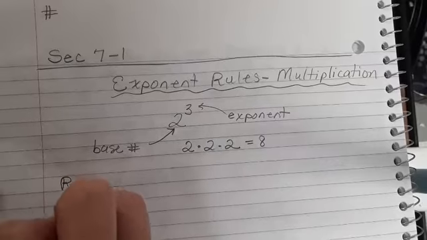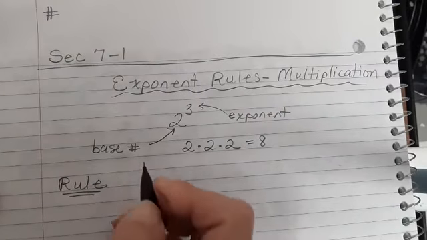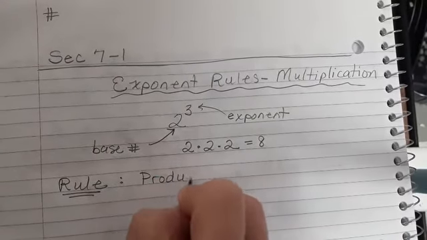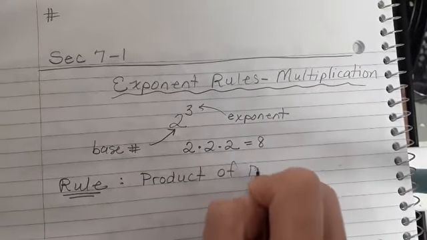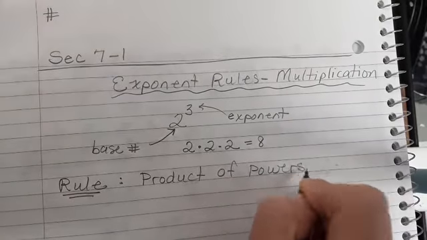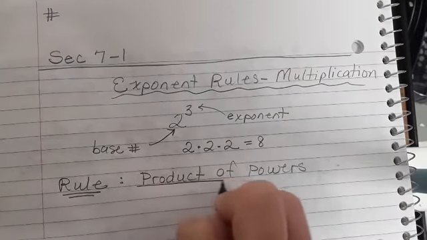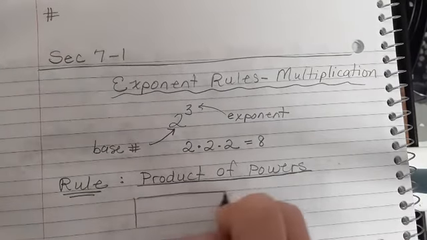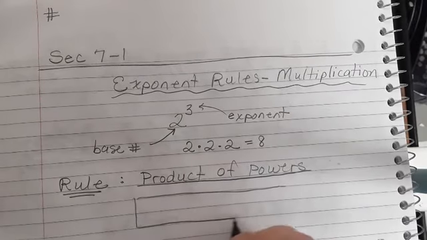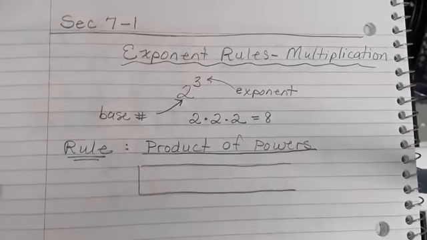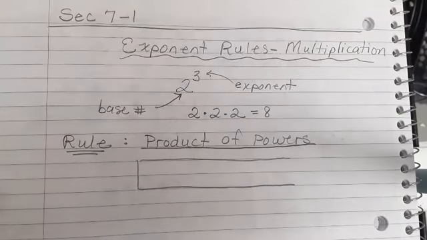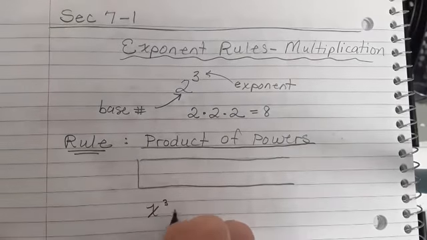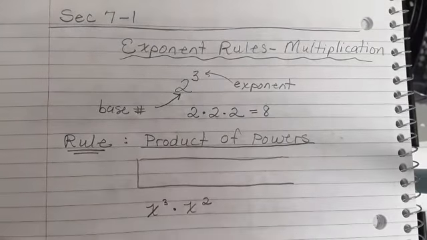So here's your first rule. Now they call this the product of powers. All right, so I'm going to leave a little blank here that we're going to fill in. I want you to think about and see if you can figure out what this rule is. I'll give you a little bit of an example. Let's say you have x to the third power, and you want to multiply that by x to the second power.